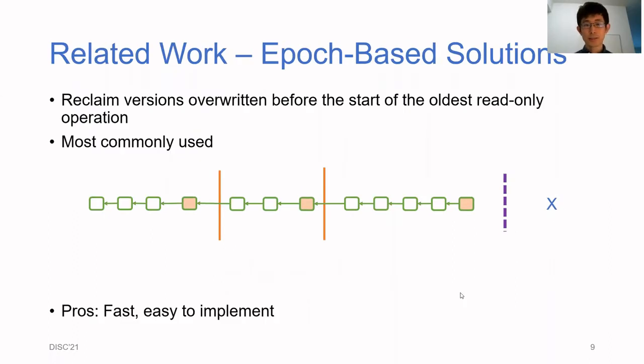Let's take a look at some existing solutions to the multiversion garbage collection problem in a bit more detail. The simplest and most popular solution is to use some form of epoch-based collection.